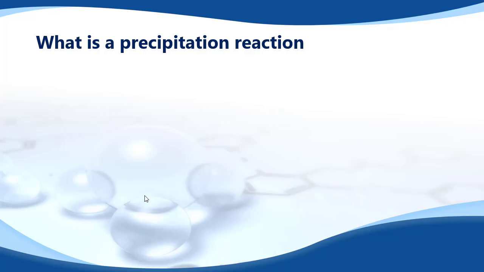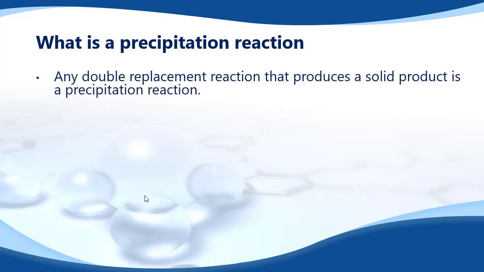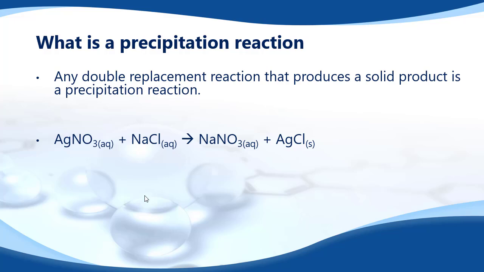Okay, so first off, a precipitation reaction, again, is a double replacement reaction, and it produces a solid product. Right, so you have to produce a solid for a reaction to be precipitation. So as an example of a precipitation reaction, we have silver nitrate and sodium chloride. Both of those are solutions. We form sodium nitrate, which remains dissolved in solution, and silver chloride, which is a solid. That solid will precipitate out.